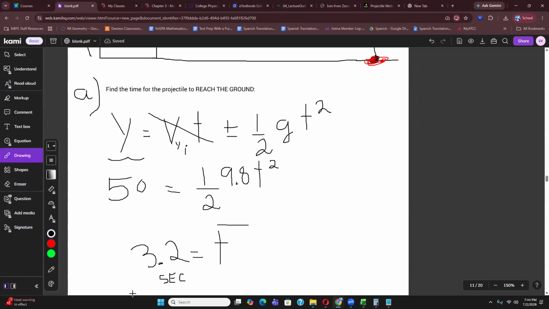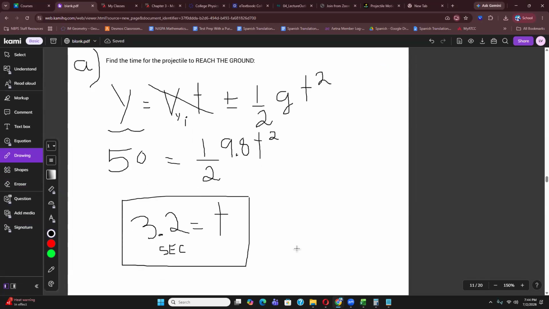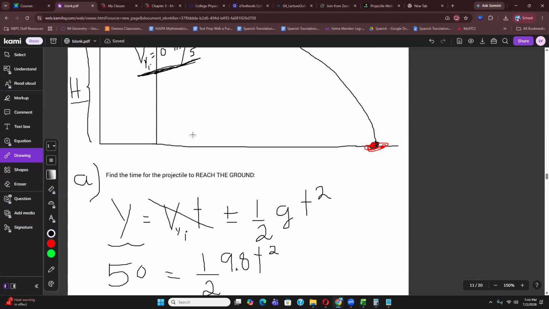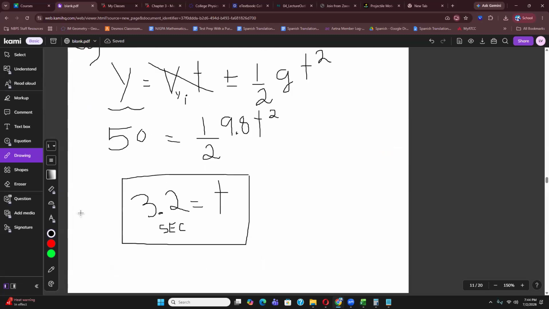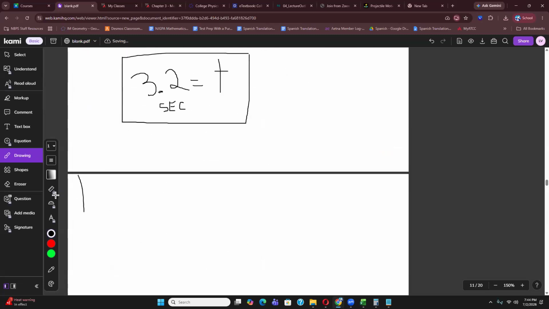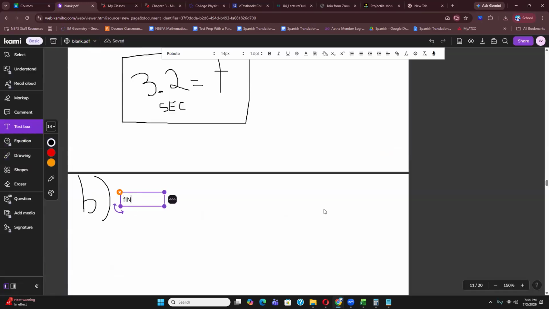So that's the time the projectile reaches the ground. But now I can ask, find the range of the projectile. Okay, so part B. Let's do it here. So find the range.